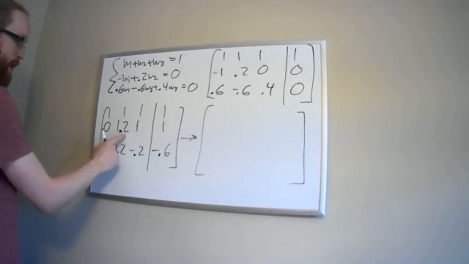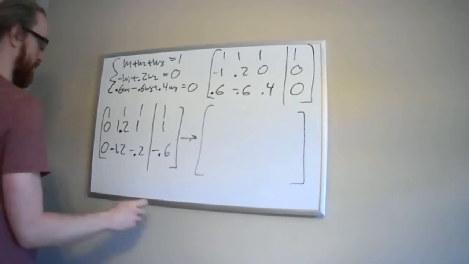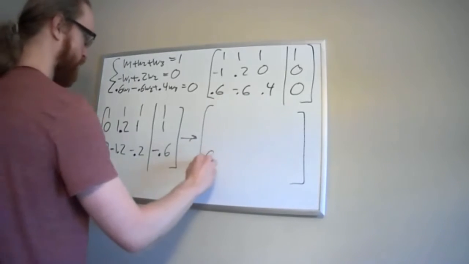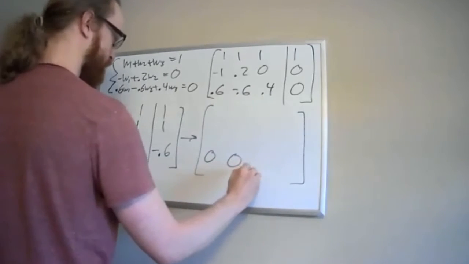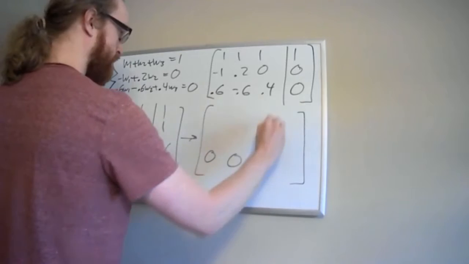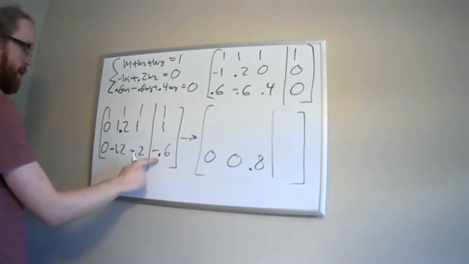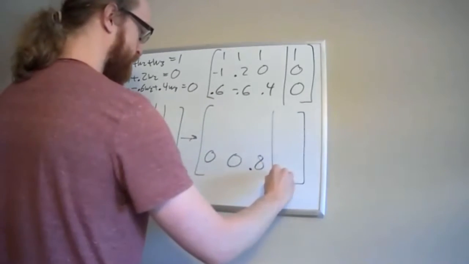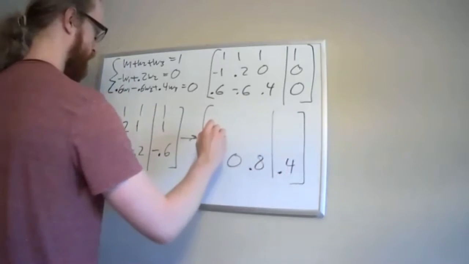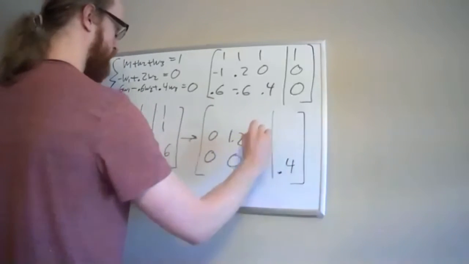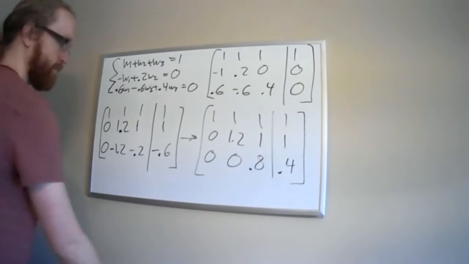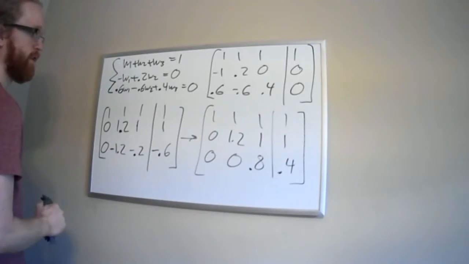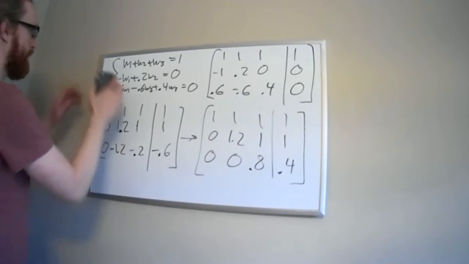So just straight up add down. 1.2 plus minus 1.2 is 0. 1 minus 0.2 is 0.8. And 1 minus 0.6 is 0.4. So here's my new matrix now. Okay, so that's going to be nice for us.